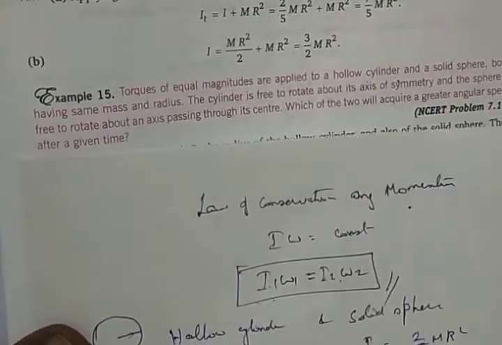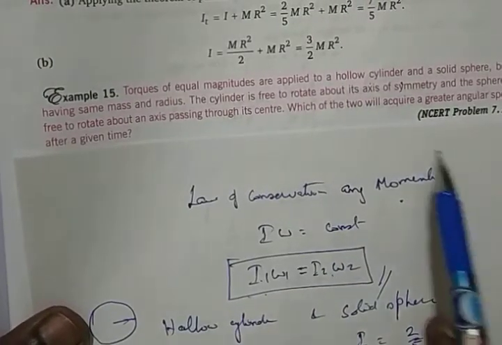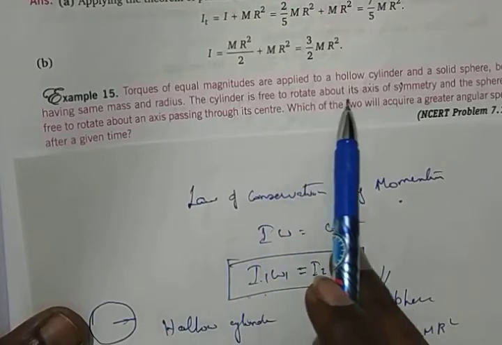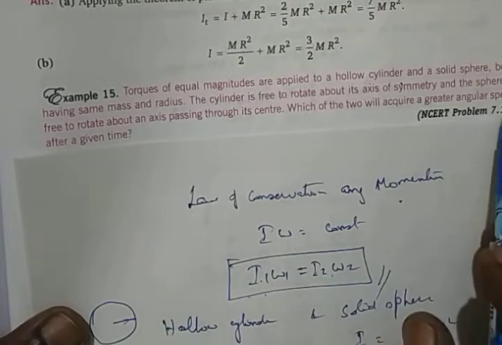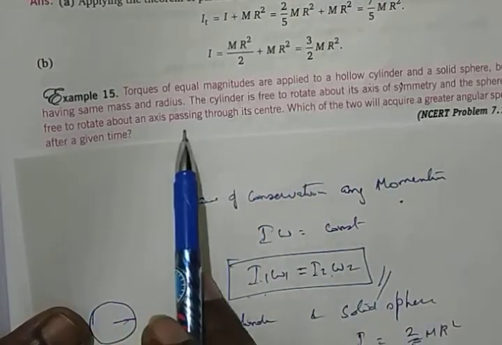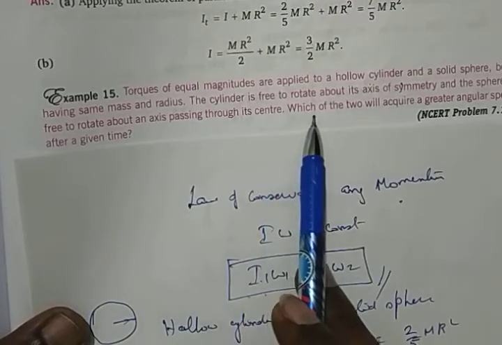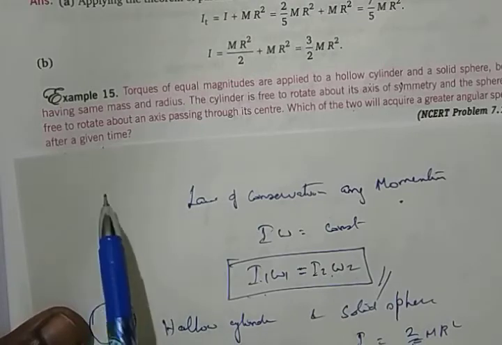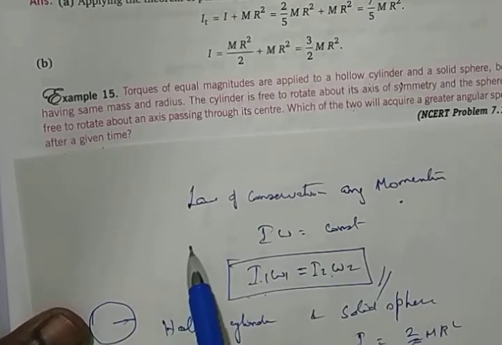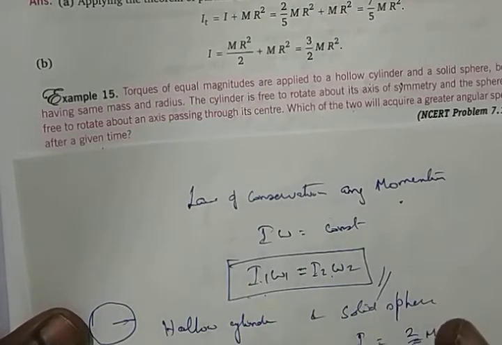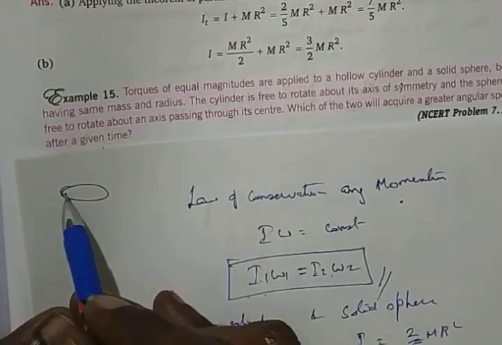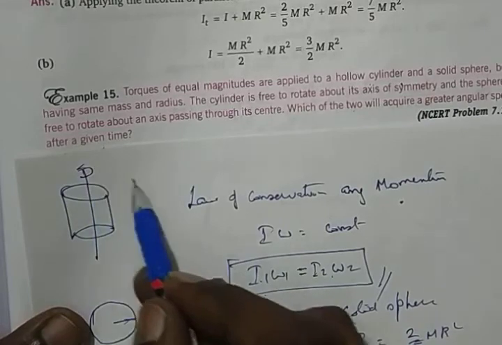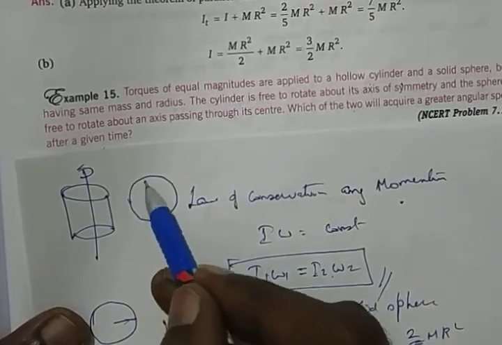Look at the next part of it. The question goes on to say, the cylinder is free to rotate about its symmetrical axis, and the sphere is also free to rotate about the axis passing through the center. Which of the two will acquire greater angular speed after a given time? Which will have more speed? You are just giving the same torque. So one is a cylinder and it is rotating. The next one is a sphere.